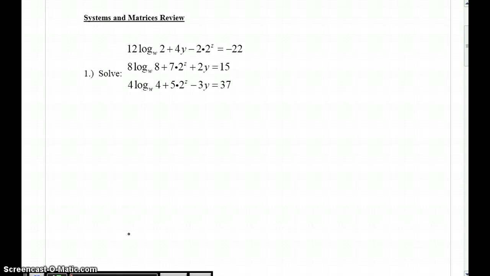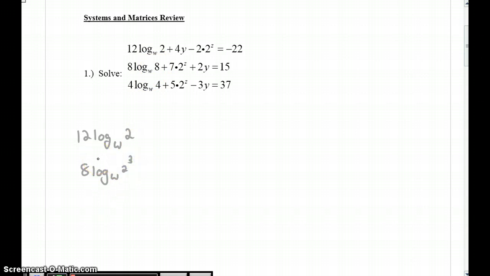First thing we want to do, I want to clean this up a little bit. I noticed that we've got log base w of all of these things, but it's 2, 8, and 4. So I'm going to rewrite those as powers of 2. We've got 12 times log base w of 2. No problem, can't really do anything with that one. We have 8 times log base w of an 8, which can be written as 2 cubed.